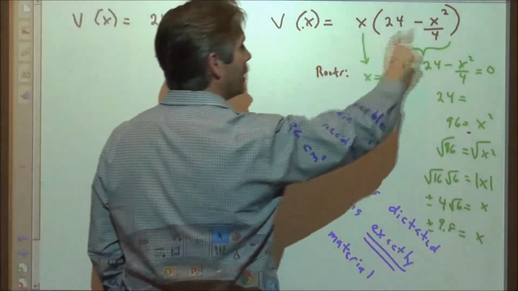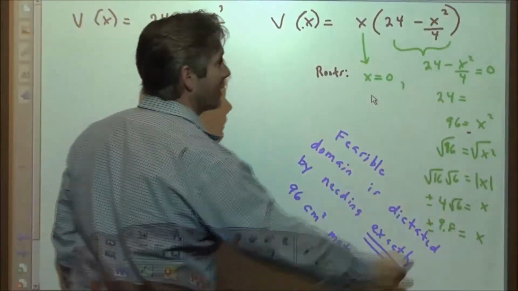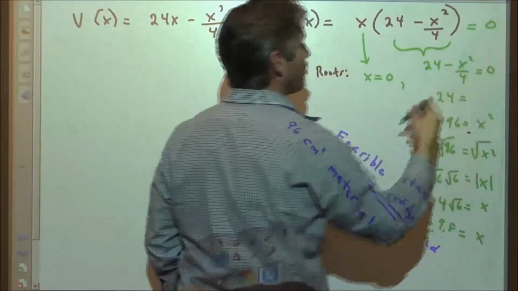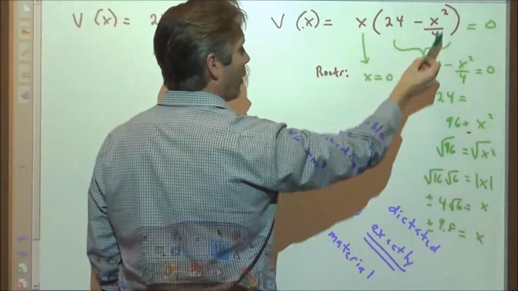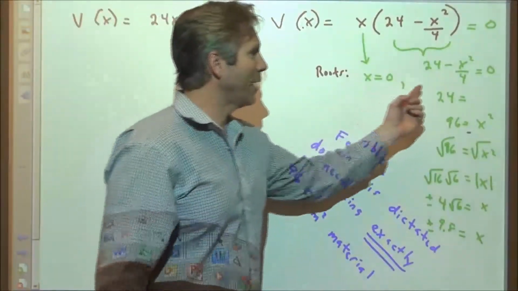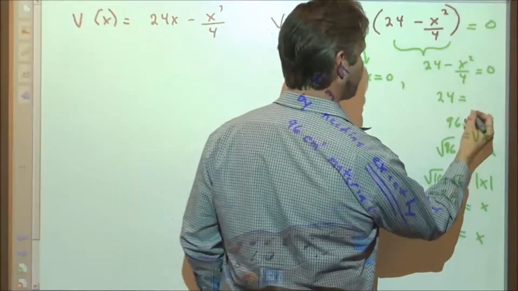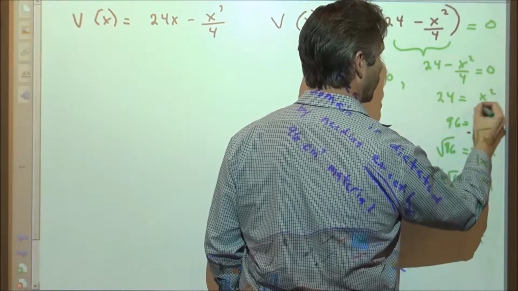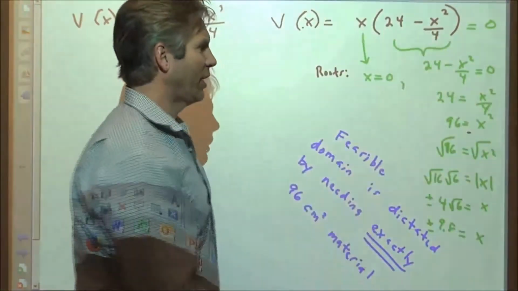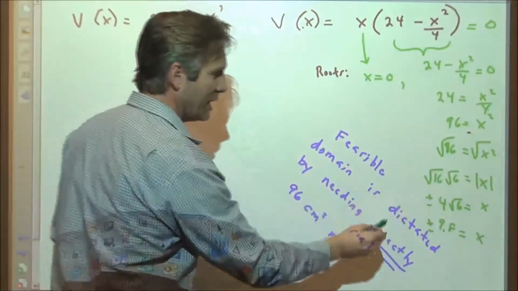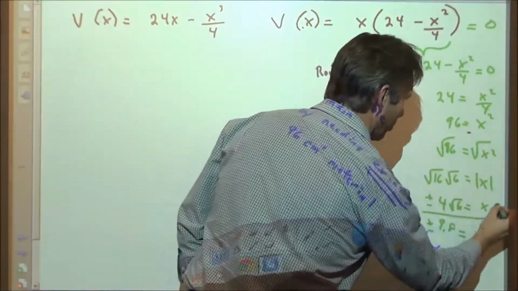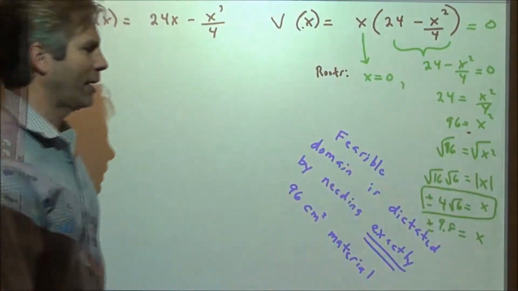So see what I did? I said, okay, we're going to use the zero product property, set the function equal to 0 to see where the roots are. It's a no-brainer: either x is 0 or this whole quantity here is 0. If we do the math, 24 is going to equal x squared over 4. Multiply both sides by 4, we get x squared is 96. Take the radical of both sides, and we end up with x equals plus or minus 4 radical 6.